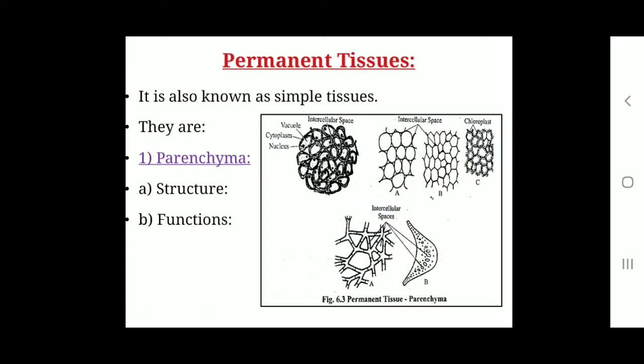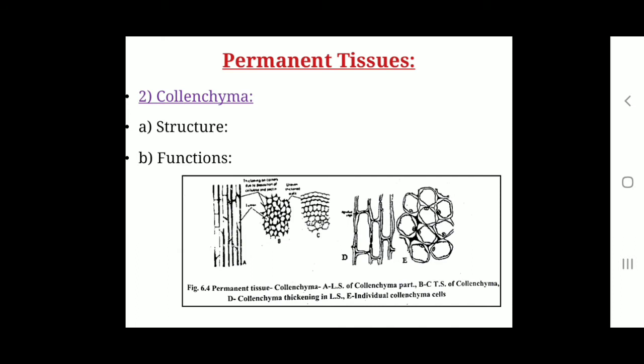Permanent tissues are also called simple tissues. They consist of group of uniform cells performing similar functions. The common permanent simple tissues of plants are parenchyma, collenchyma and sclerenchyma. So first we see the first type, that is parenchyma cells. So in parenchyma, first we see structure and then functions.